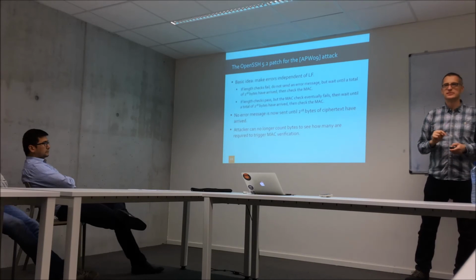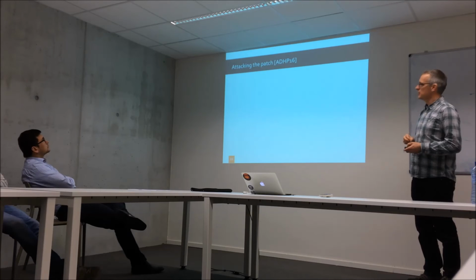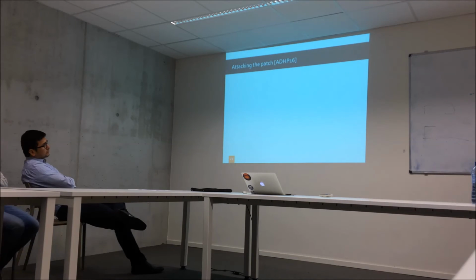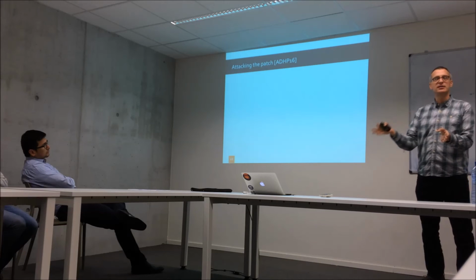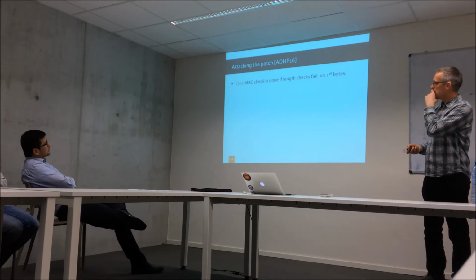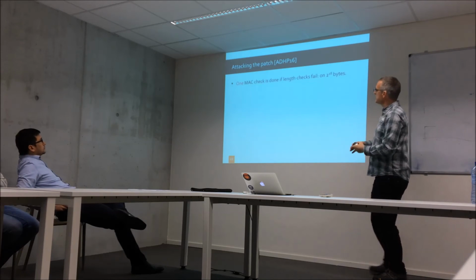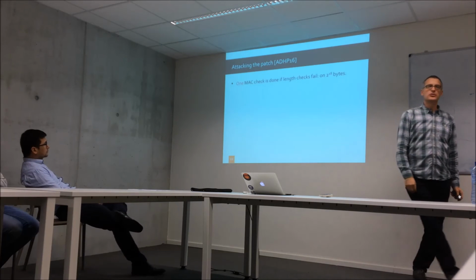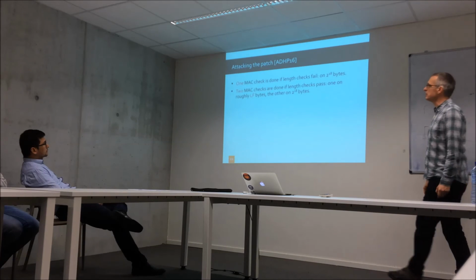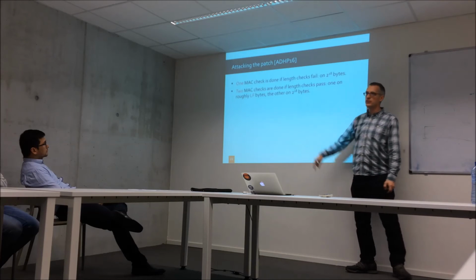Or does it stop that leakage? So here's how we broke the patch. Again, I do not claim that this attack is deep. It's trivial. And if we had all been paying attention, any one of us could have observed this between 2009 and now. You just have to look at the source code for 5 minutes. If the length check fails, you do one MAC check on 2 to the 18 bytes at the very end. If the length checks pass, you do 2 MAC checks. One on LF bytes and the other on 2 to the 18 bytes.